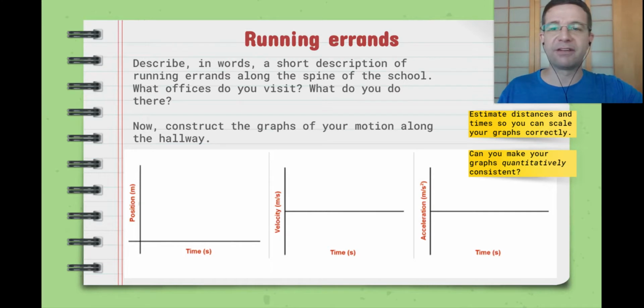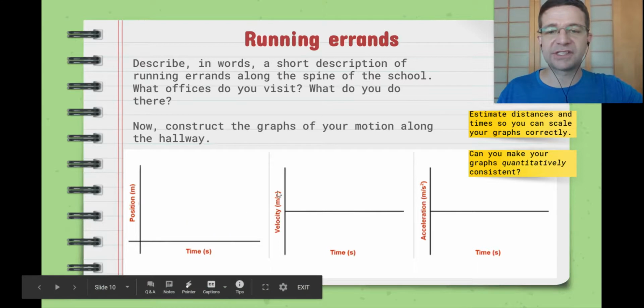So think about going back and forth. What offices will you visit? What are you going to do there? Then construct the graphs of your motion along the hallway. So what will your position versus time look like, your velocity versus time, and your acceleration versus time? Estimate those distances and times so that you can scale your graphs correctly. The time axis should be the same for all of them.